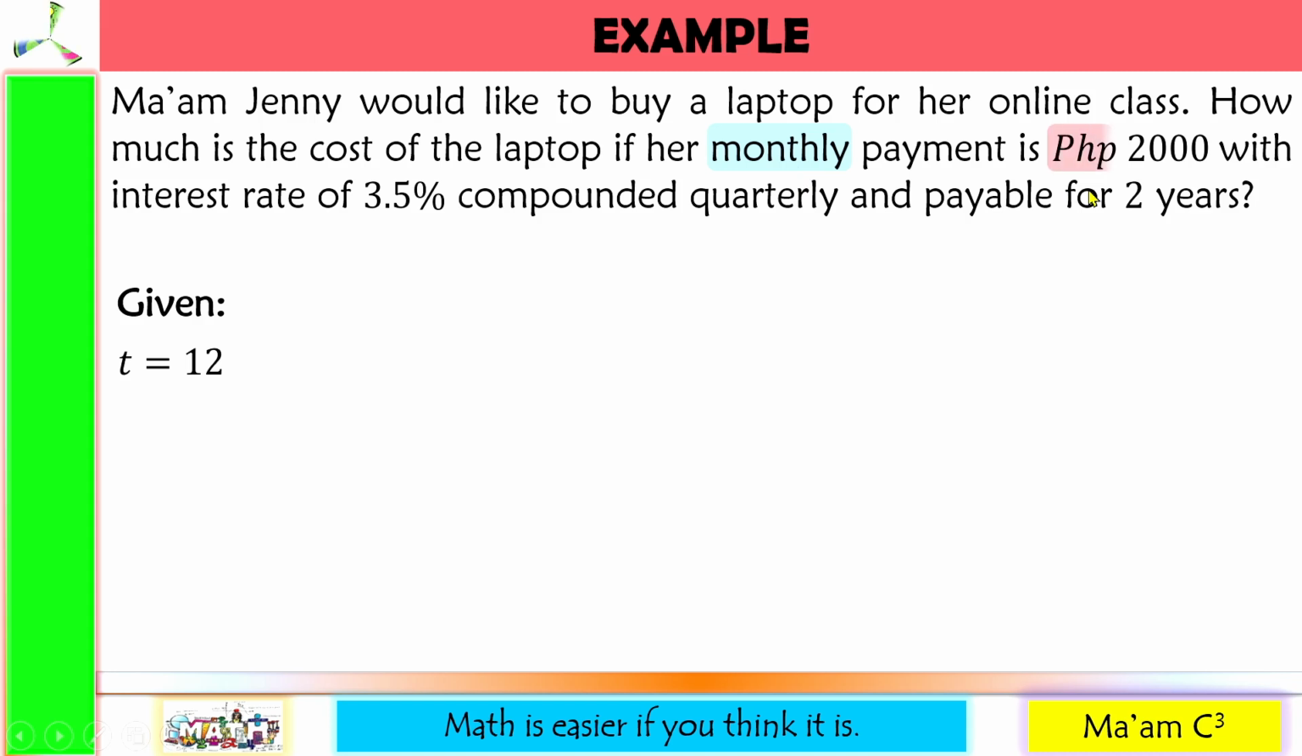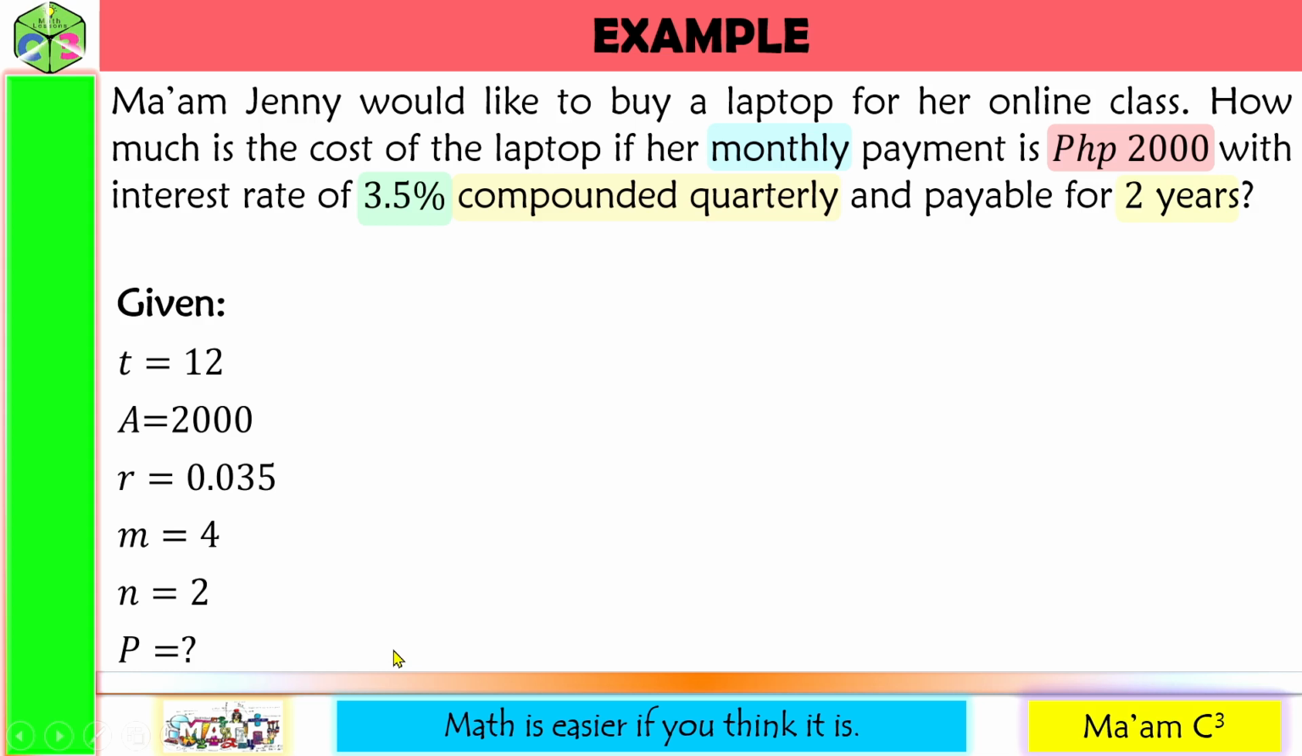And then we have here 2,000 pesos. This is our annuity. The interest rate is 3.5%. This is our nominal rate. Let's convert this to decimal: 0.035. Compounded quarterly, meaning our M is equal to 4. Payable for 2 years, meaning our N is equal to 2. This time we are looking for the present value.